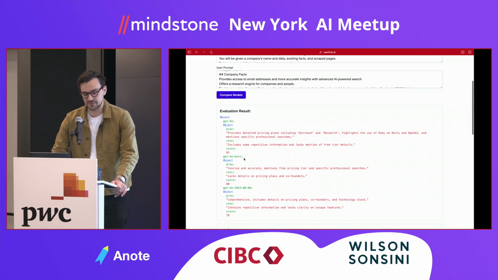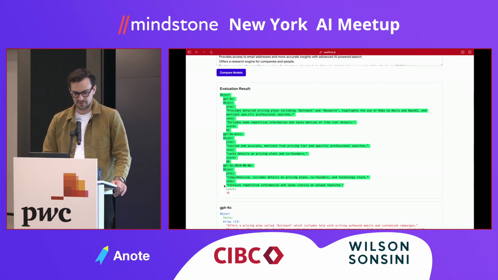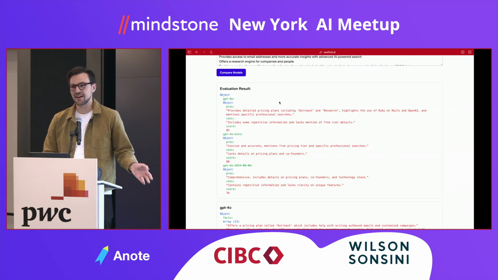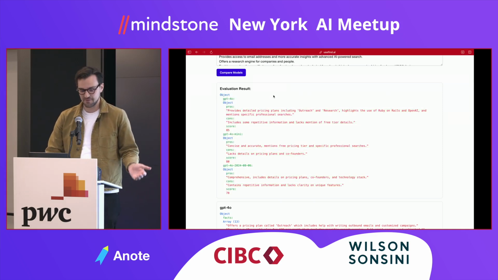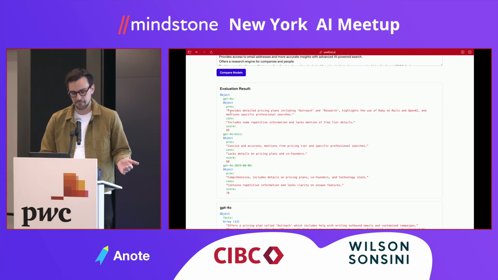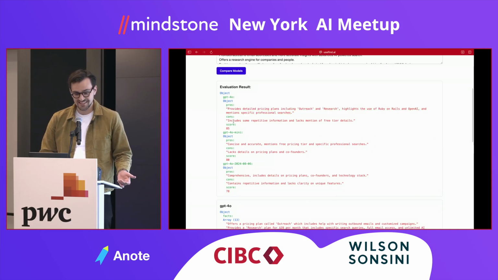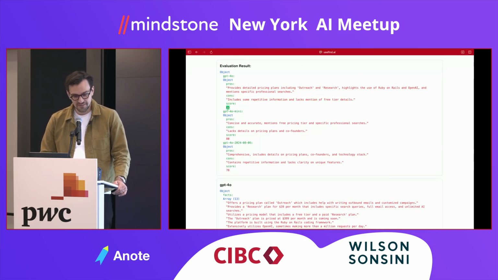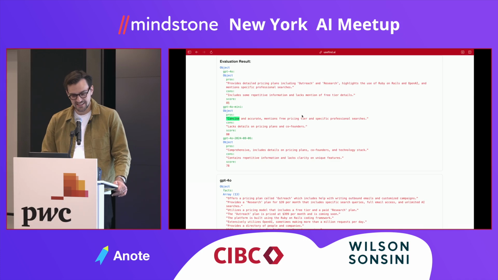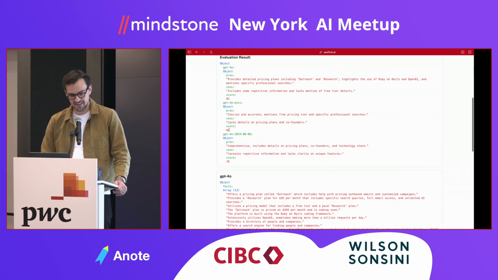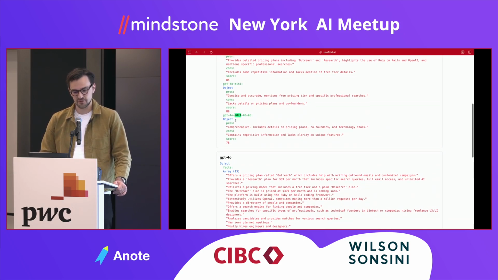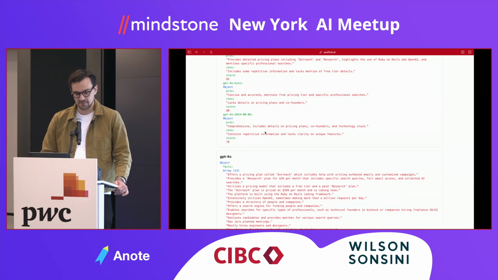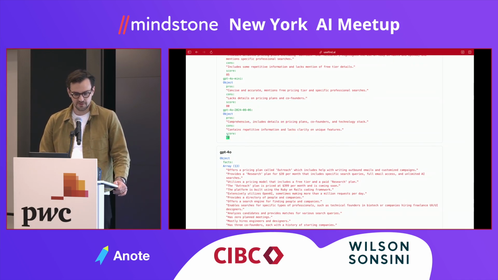And so this is the part that's really cool for us: we then had GPT-4o go through and give a score to each of the models and critique it for us. And this is my favorite part, because it's saying on GPT-4o, provides detailed pricing plans, highlights use of technologies, mentions specific searches. Cons: includes some repetitive information, and lacks mention of free tier details. Score 85 out of 100. GPT-4o mini: concise and accurate, mentions free pricing plan, lacks details on pricing plans and co-founders. Score 80. And the GPT-4o Edge version said comprehensive, but it contains repetitive information and lacks clarity on unique features, and gave it a score of 78.